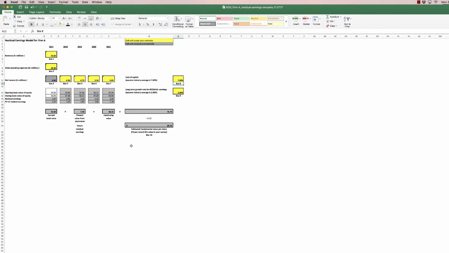$69.76. In the real study, you will have an Excel template and a paper handout just like the ones I showed you. You can use these to calculate estimated fundamental value. Then you will type the estimates for each box into the online survey.